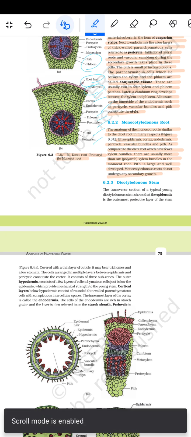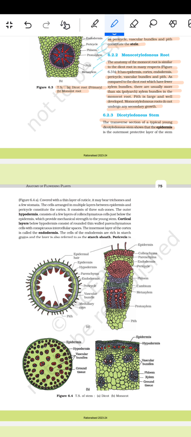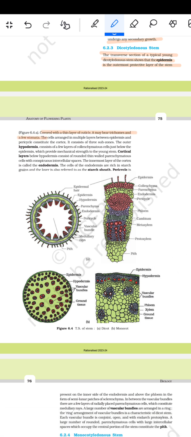Then comes the dicotyledonous stem. In the transverse section of a typical young dicotyledonous stem, the epidermis is the outermost protective layer of the stem, covered with a thin layer of cuticle. It may bear trichomes and a few stomata. The cells arranged in multiple layers between the epidermis and the pericycle constitute the cortex. It consists of 3 subzones. The outer hypodermis consists of a few layers of collenchymatous cells just below the epidermis, which provide mechanical strength to the young stem.